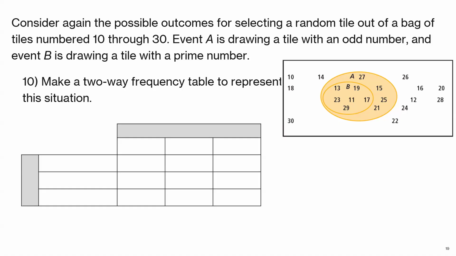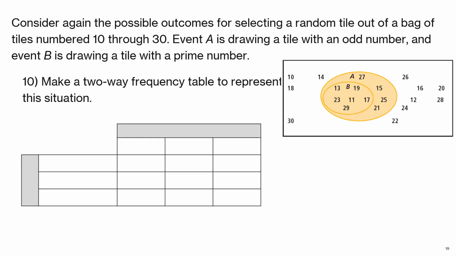So here, event A represents drawing an odd number, and event B represents drawing a tile with a prime number. So these are all of the prime numbers between 10 and 30. All of those are odd. The only even prime number that exists is 2. So that's definitely not between 10 and 30. So all of the rest of the prime numbers are odd. Okay, all of those exist within event A because event A just represents the odd numbers. And then outside of both of those events are all of the even numbers because none of those are prime and none of those are odd.